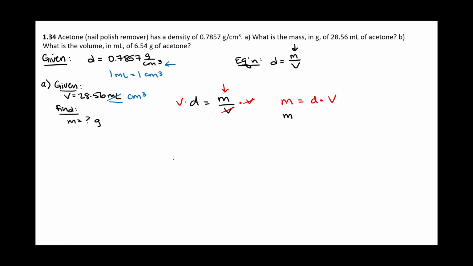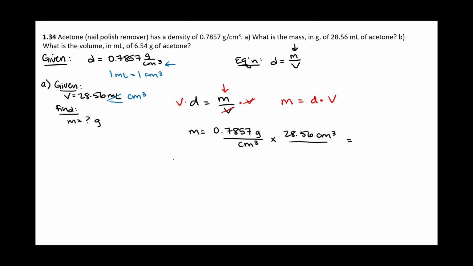I'm going to say my mass. I'm trying to write it at the top so I can write part B at the bottom. Okay. It's going to equal my density, 0.7857 grams per cubic centimeter times 28.56 cubic centimeters.